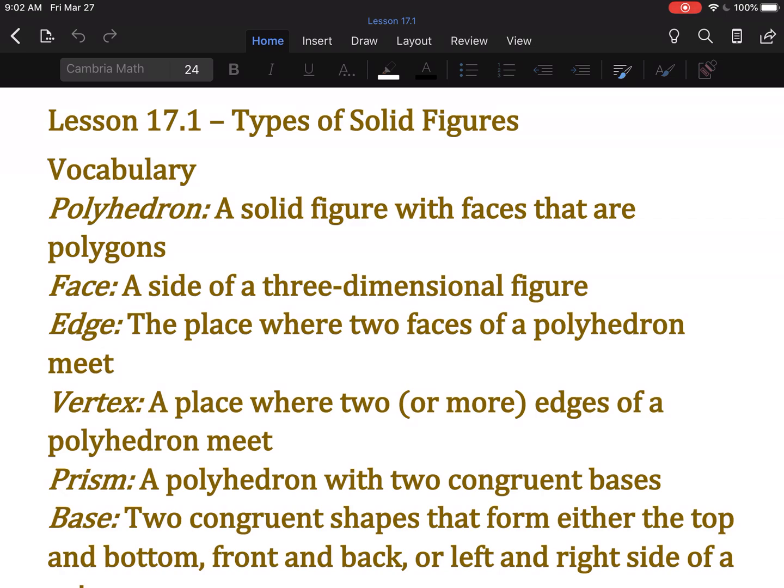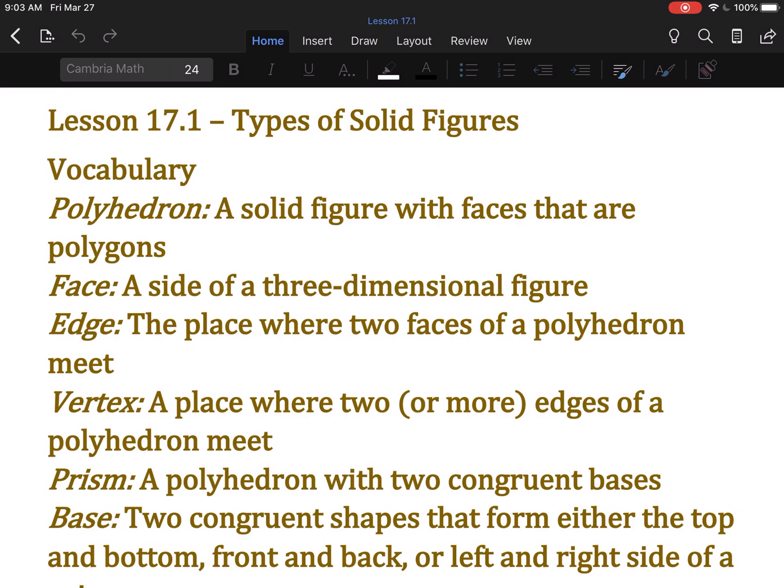So our first term is polyhedron, and that is a solid figure with faces that are polygons. It is not just a three-dimensional shape. It is a three-dimensional shape that is made up of polygons, which, if you remember from last chapter, a polygon is a shape, two-dimensional, flat, that is made up of line segments. So the big deal with a polyhedron is no curving bits.